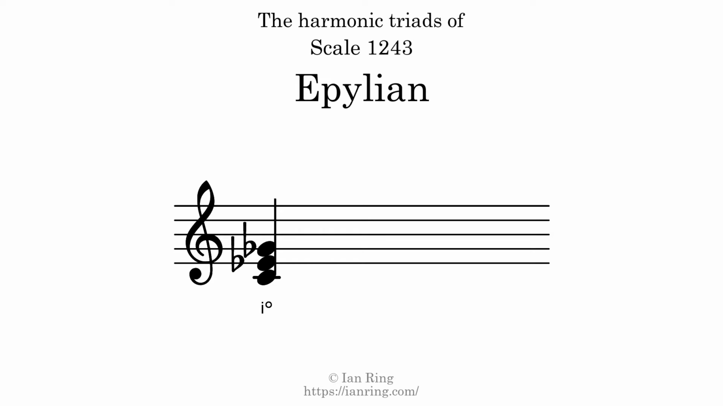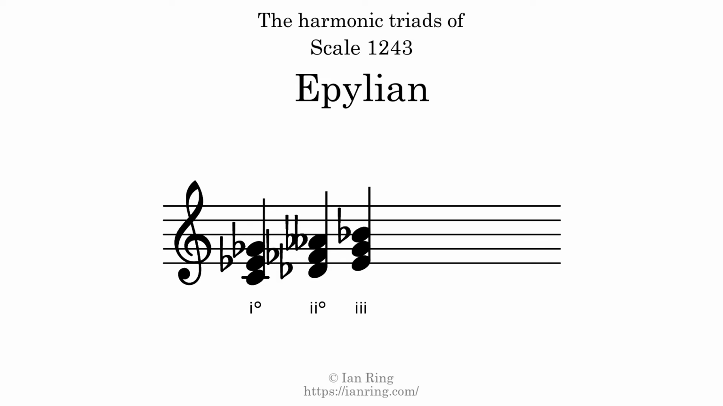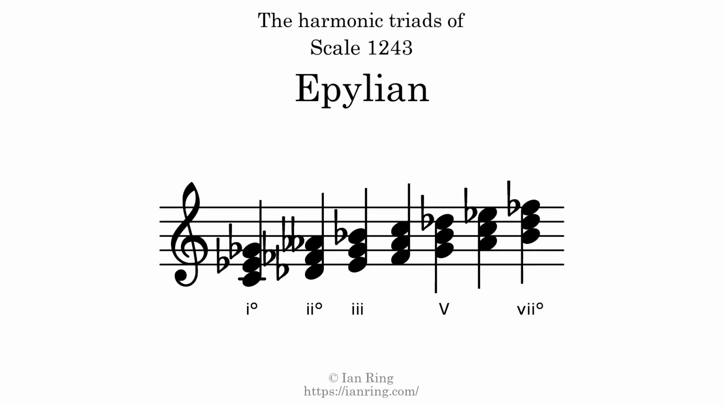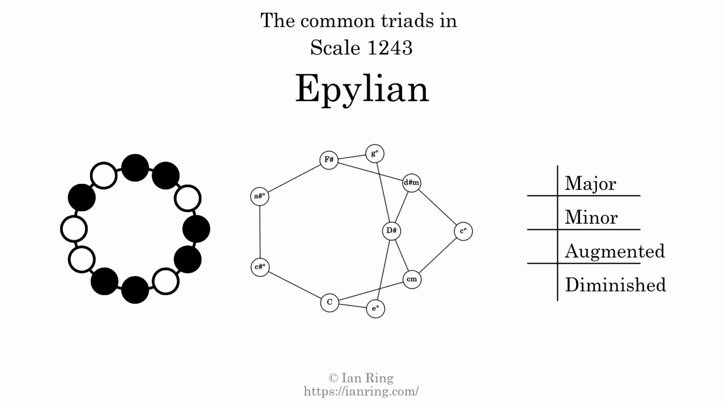Here are the harmonic triads present in this scale. Diminished, diminished, minor, unnamed, major, unnamed, diminished. Here are the common triads present in this scale. The diagram in the center is a graph of parsimonious voice leading between triads.